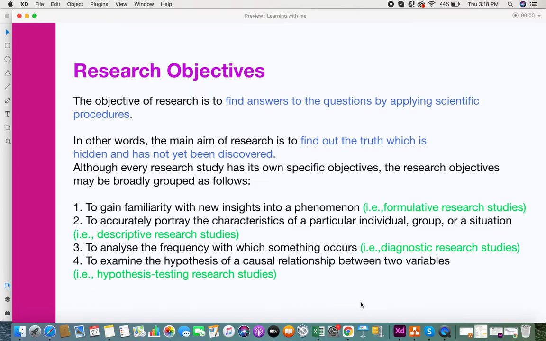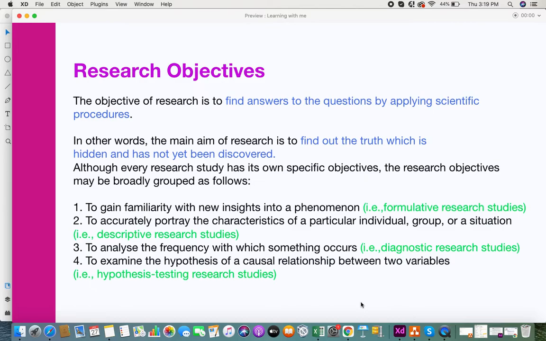And the last one is to examine the hypothesis of a causal relationship between two variables. So it can be hypothesis testing research studies. Okay, so you have a hypothesis, you have something in your mind, and when you do a testing, all this comes under hypothesis testing research studies.